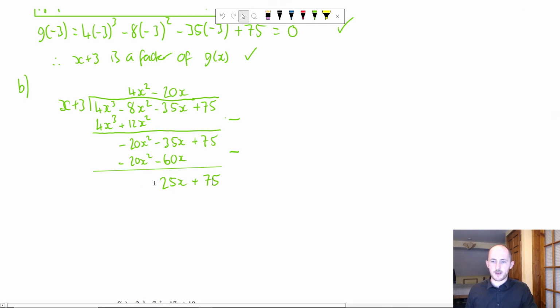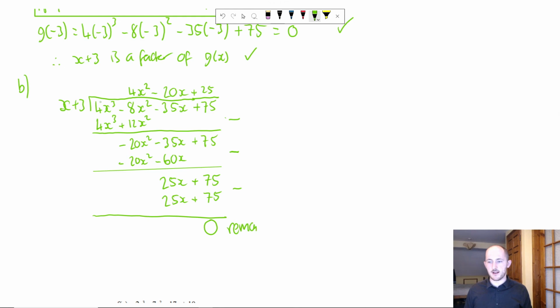Cool. 25x divided by x gives me 25. Multiply that again by x, you get 25x. 25 times 3 is 75, and oh look, that's perfect, because when we do the subtraction now, we're going to be left with big fat 0. This right here is my remainder.